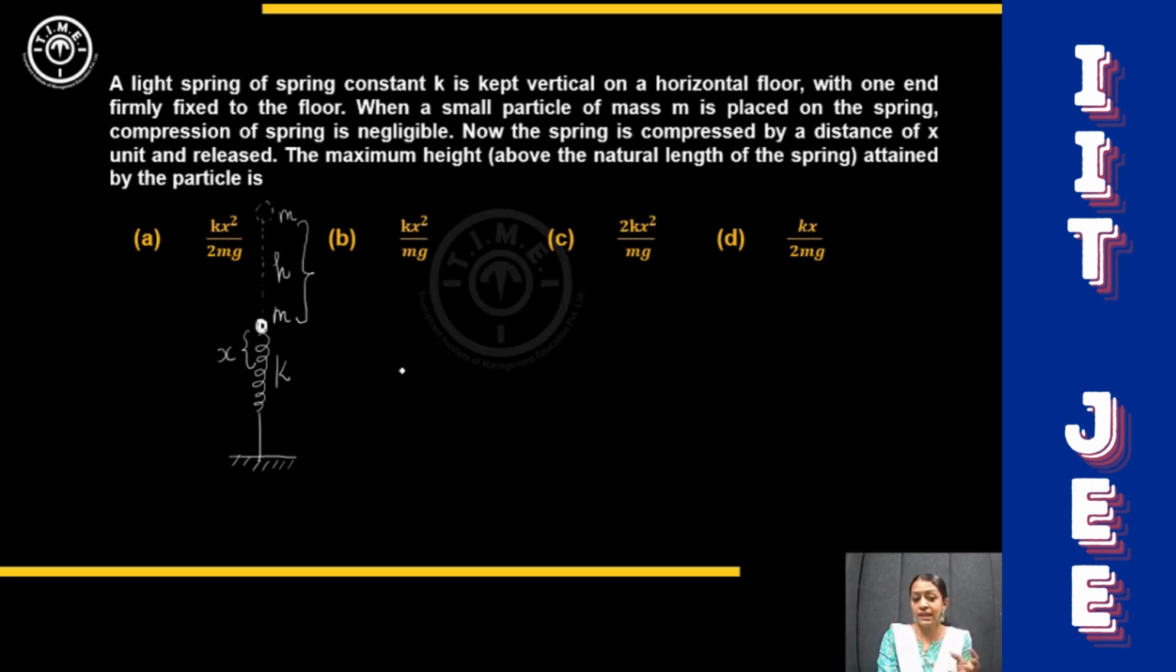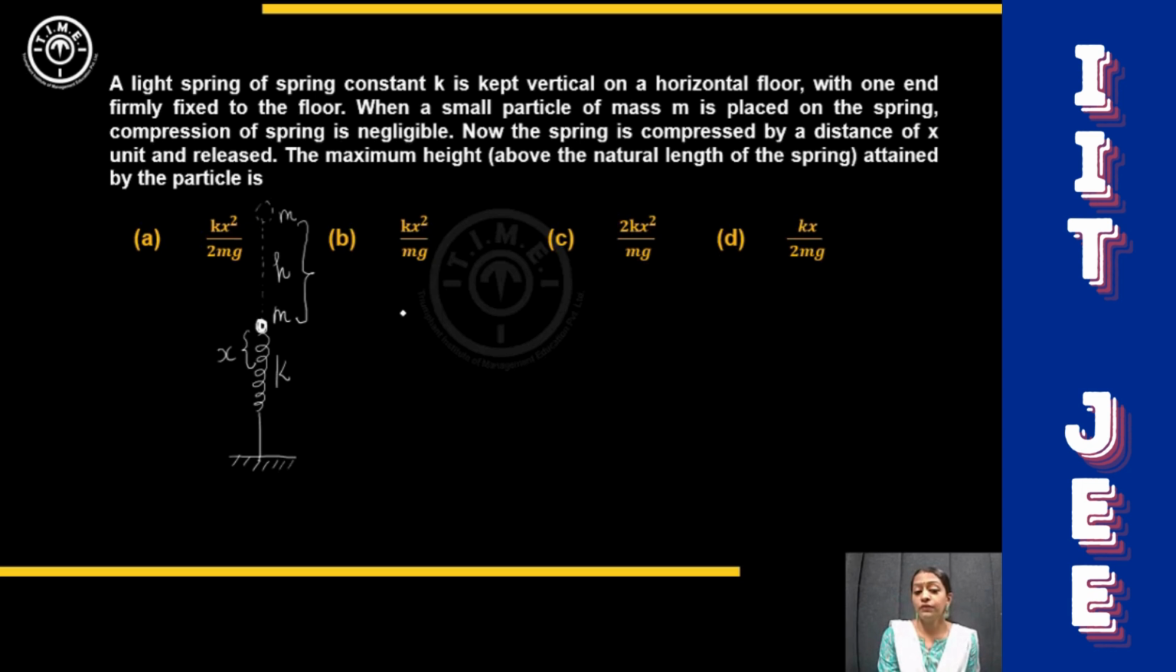We are placing a very light mass on a spring which is vertically mounted on a horizontal floor, and we are applying a force on the spring in order to compress it. Please note, the compression on the spring is not produced due to the weight of that particle. So x is the compression produced in the spring. Now when you release the spring, this mass is raised to a certain height above the natural length of the spring, and we have to find the height attained by this particle. This question can be solved by applying the principle of energy conservation.